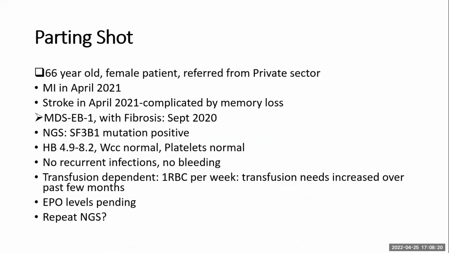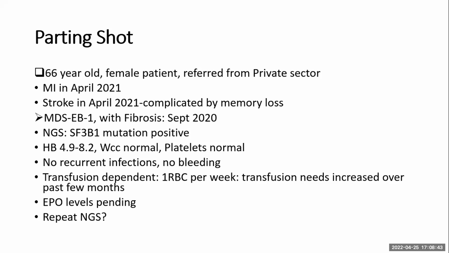this patient, we recently got this patient from the private sector. She's a 66-year-old female patient who had an MI in April 2021. She had also a stroke in the same month, which was complicated by memory loss. She was diagnosed with MDS with excess blasts 1 with fibrosis in September 2020. And NGS at that point showed SF3B1 mutation.